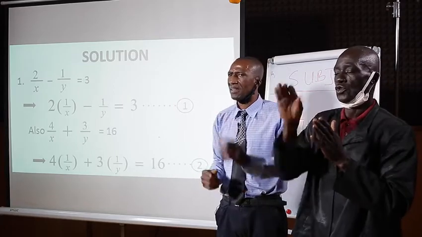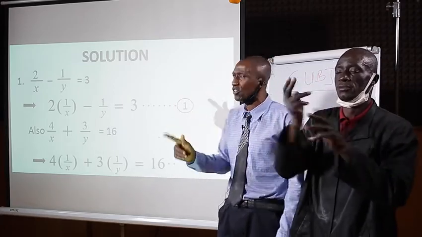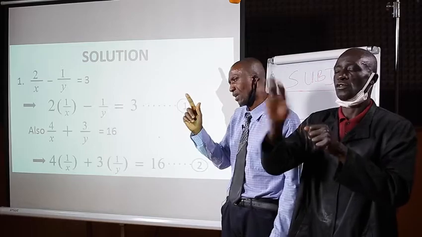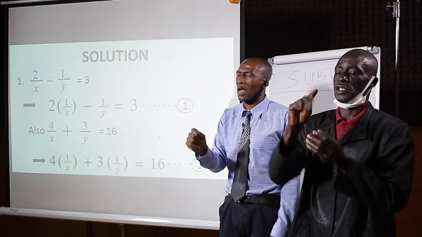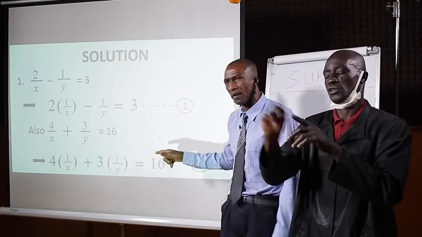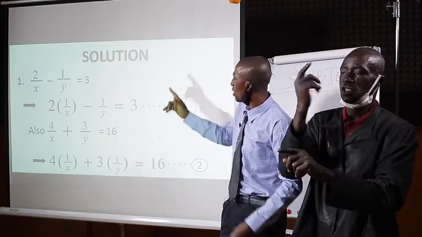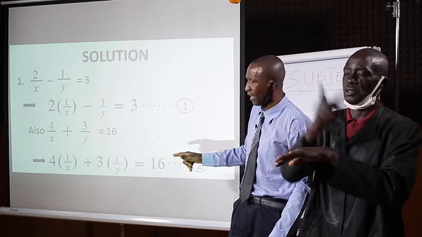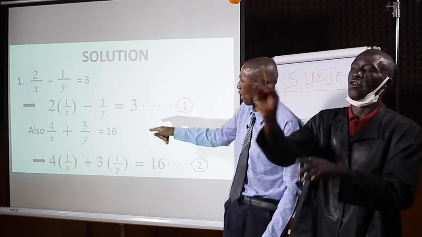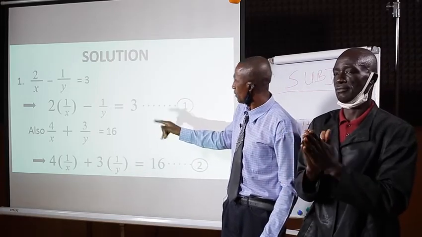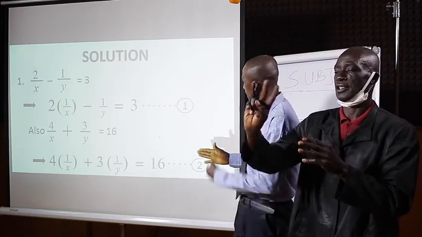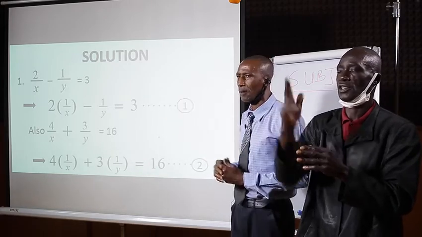So a number that you can multiply by 4 to still give you 4 is 1. So now, the first fraction becomes 4 times 1 over x.